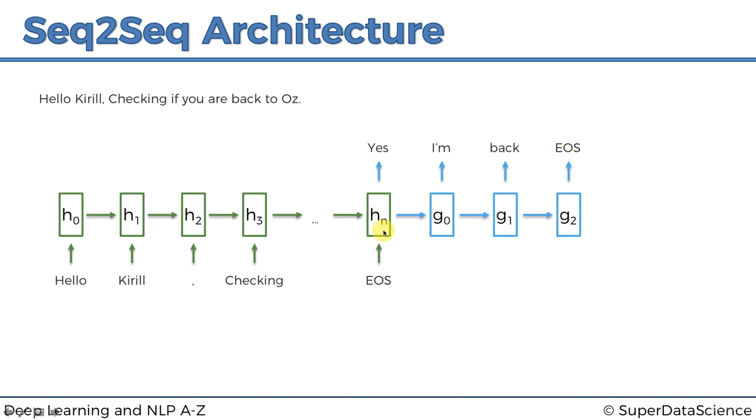So let's discuss this in a bit more detail. As you can see, here's the text of the email: Hello, Kirill, checking if you're back to Oz, back to Australia. And so the ideal response is like, yes, I'm back, end of sentence. That's what we're aiming for. This is our ideal scenario. How we're going to train it, we're going to talk about that in the next tutorial. For now, we want to understand the architecture that will facilitate this ideal scenario.